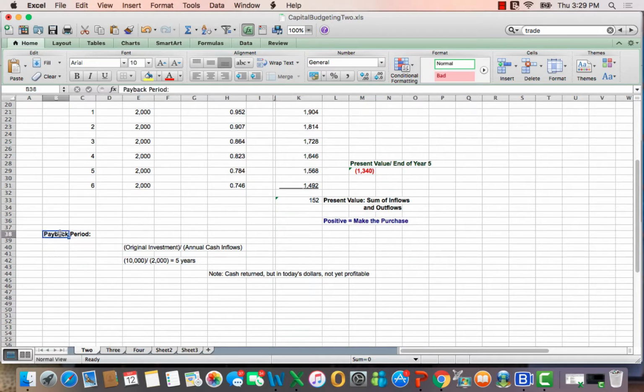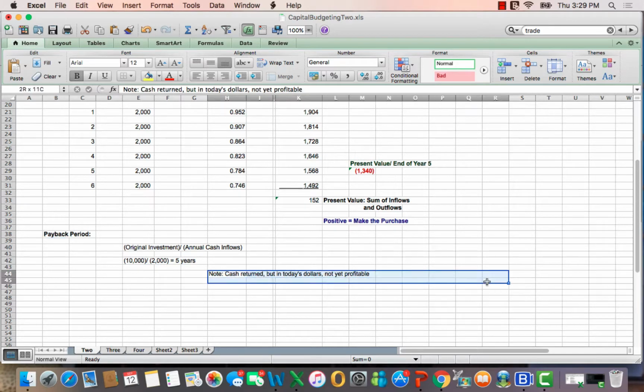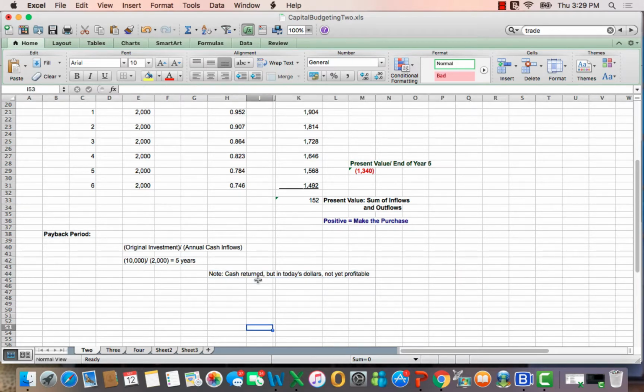Payback period is another number that's a little easier to use, and payback is simply the original investment, the $10,000 sewing machine, divided by the dollar amount of cash inflows that you get from being more efficient, 2,000. It's 5 years. And I have a note here that says this is based on cash return, but these cash returns each year for 5 years are not based on today's dollars. In other words, they're not adjusted to present value.